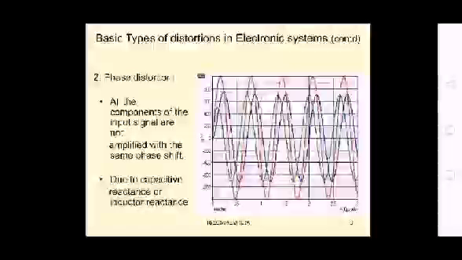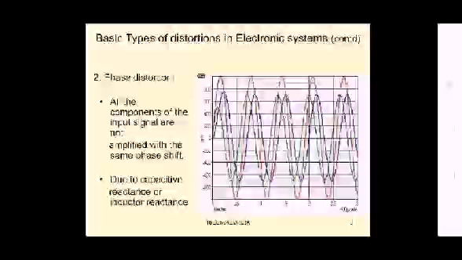So in this phase distortion, all the components of the input signal are not amplified with the same phase shift. What is the reason for this phase distortion? It is due to capacitive or inductive reactance present in the different components of the input signal, that will be amplified with different phase shifts.